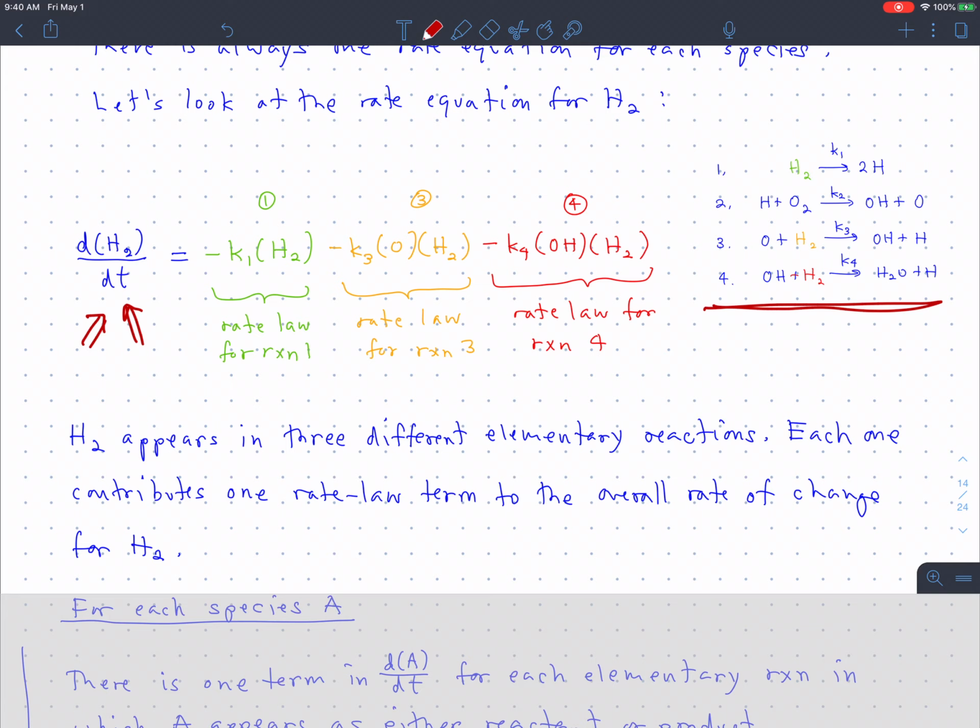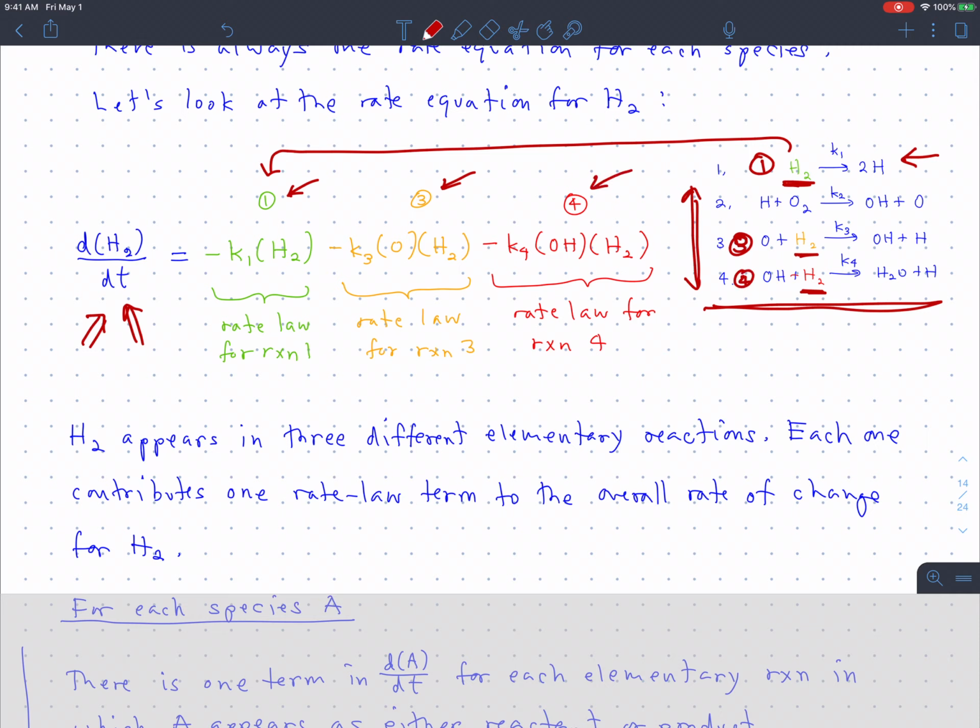There's going to be a rate law associated with that rate of change that comes first of all from this first reaction, because H2 appears there, right? We go looking through the mechanism for places where H2 appears. Every one of those elementary reactions is going to contribute. There's going to be a term. You can see there's one from this reaction, that's this term. There's one from reaction 3 here, that's this term, and there's one from reaction 4, that's this term, because all 3 of those reactions involve H2. There's no term from reaction 2 because H2 isn't in that reaction.